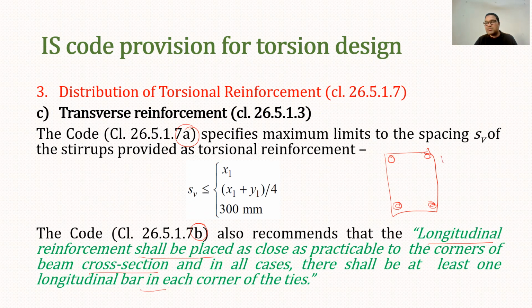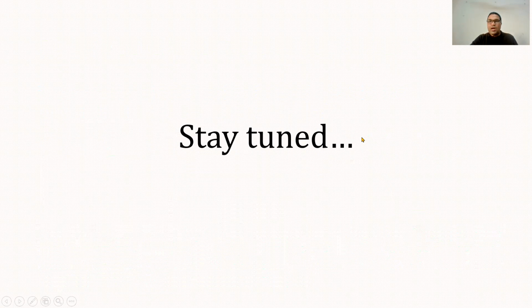As you can see, this beam has four corners, so at least one bar at each corner should be there. That is what the IS code has recommended in this clause, and we will follow that also. Now in the next part, we will take an example. We will solve an example to understand this process. Thank you.